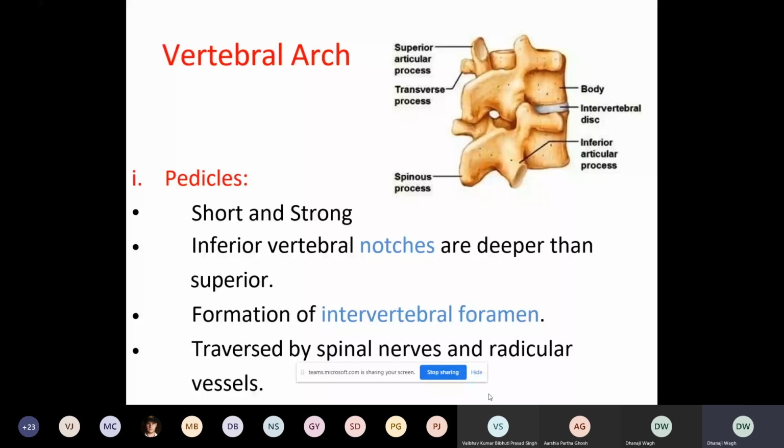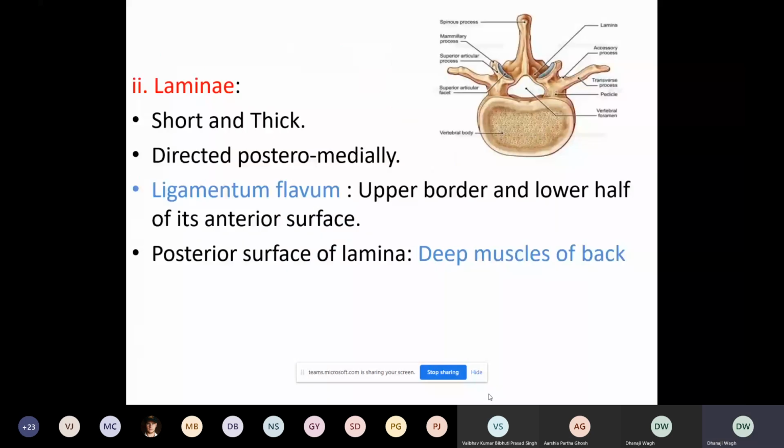See its lamina. You have to identify this lamina in the diagram. It is short and thick. Its direction is posteromedial. The ligamentum flavum is attached to the upper border and the lower half of its anterior surface. On the posterior surface of the lamina, there are the deep muscles of the back. We will see this diagrammatically in the next slide.